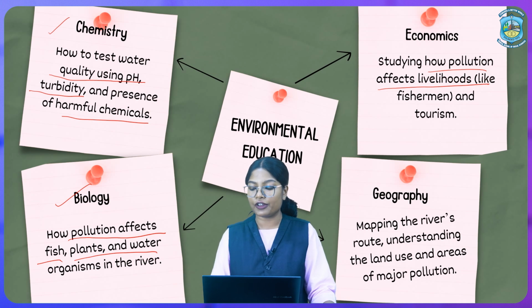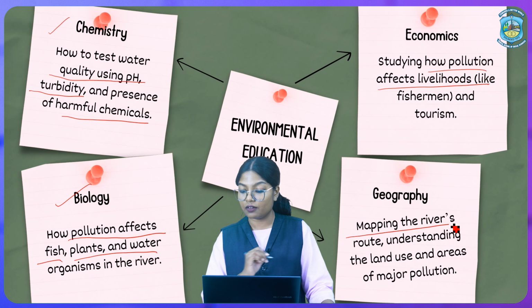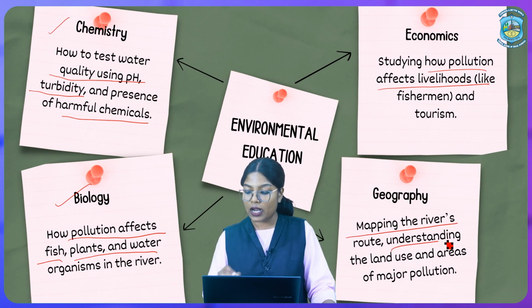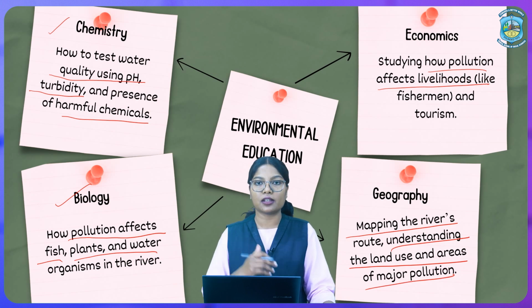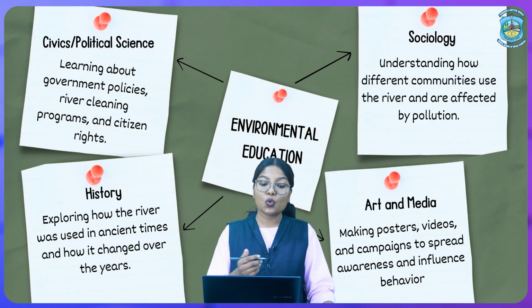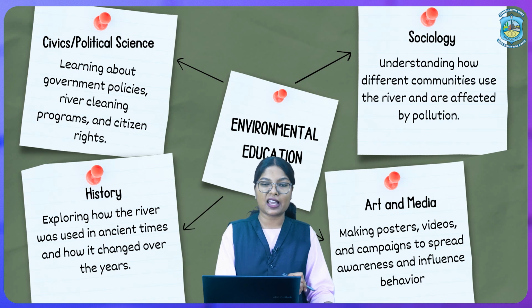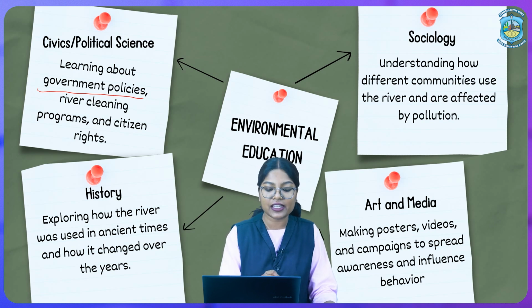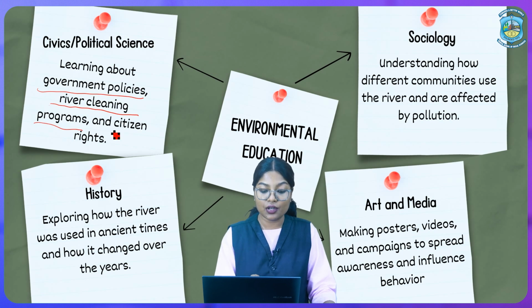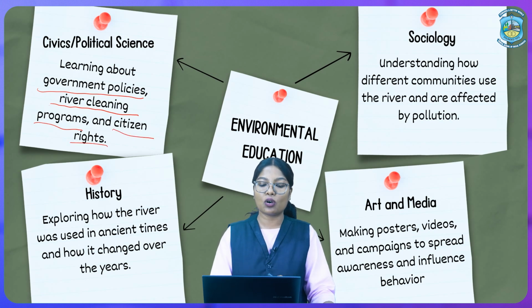With the help of geography, the school will be teaching the student about how we can map the river's route, or how to understand the land use and the areas of major pollution near Yamuna river. With the help of civics or political science, the school will make the students aware about the governmental policies, whether the government is taking any river cleaning programs or action, what are the citizen rights related to this. That all they will be learning through civics or political science.